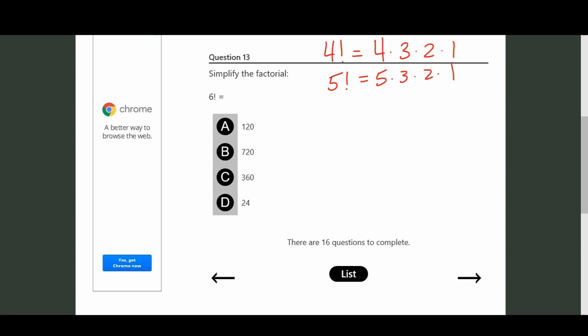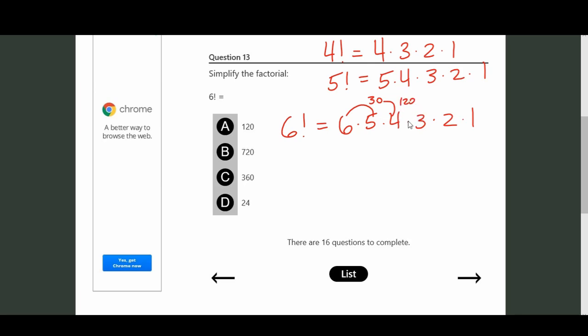Okay? Oh, I missed a 4 there. Let me redo that. 5 factorial would be 5 times 4 times 3 times 2 times 1. 6 factorial is going to be 6 times 5 times 4 times 3 times 2 times 1. Okay, so let's work this out. 6 times 5 is 30. 30 times 4 is 120. 120 times 3, let's work that off to the side.